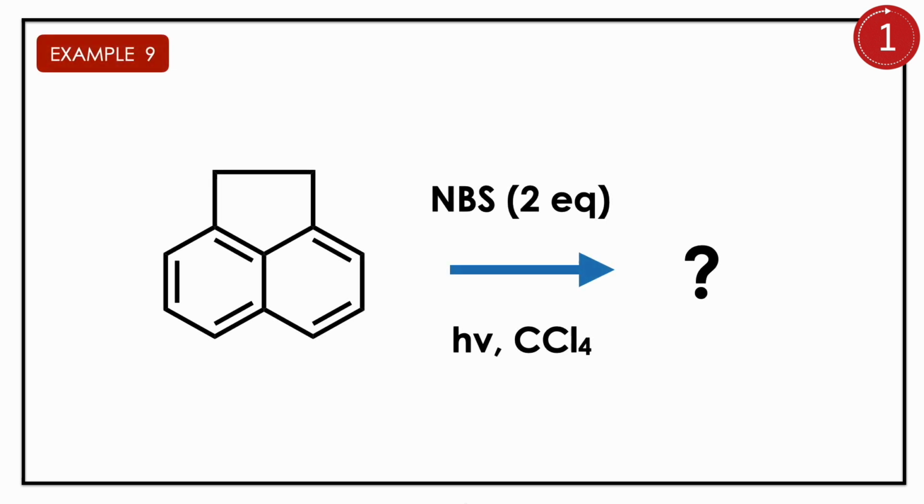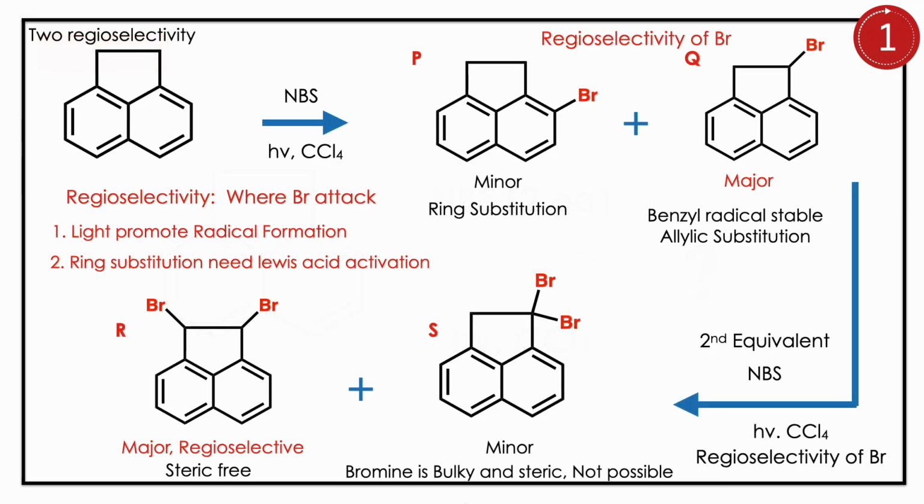Then the next example, you have naphthalene connected through dimethylene. You are reacting with N-bromosuccinimide, light and carbon tetrachloride. You should find what will be the final product. Here, under NBS and light conditions, bromination is possible, but where the bromination happens is the regioselective question here.